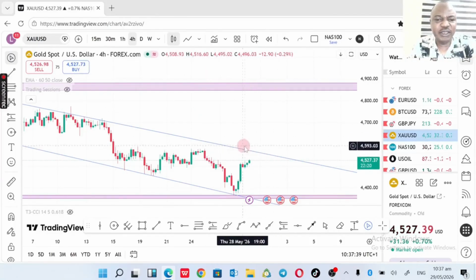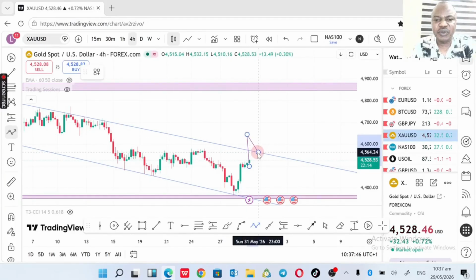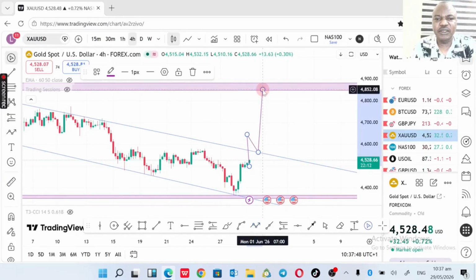If there's a breakout at this channel, we will be looking up. This is what we'll be looking at. This is going to be our direction for today.